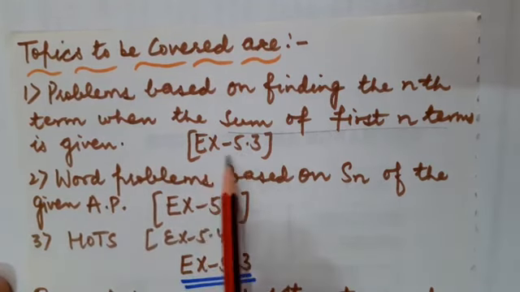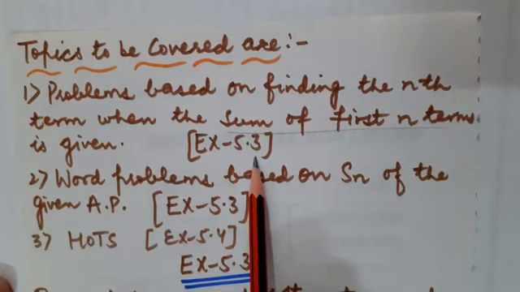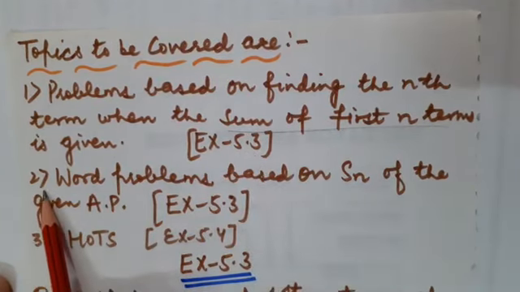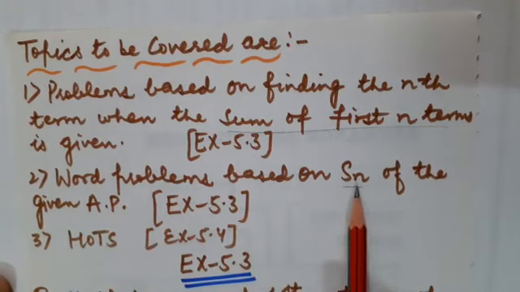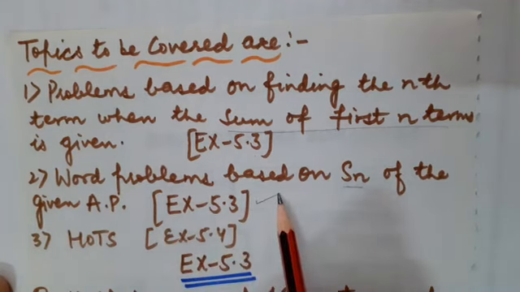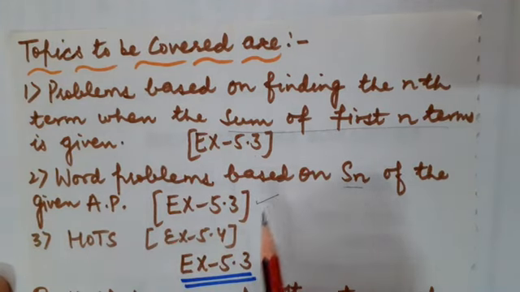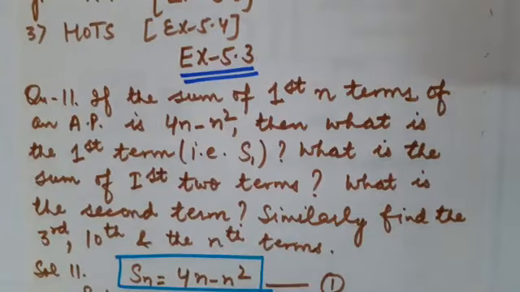For that I am going to take the question from exercise 5.3. After that, children, I am going to cover word problems based on Sn, that is the sum of first n terms of the given AP. For that also, I am going to consult the problems from exercise 5.3. And after that, I am going to begin with the HOTS from exercise 5.4. Correct, students? So, children, let us start today's very first topic.